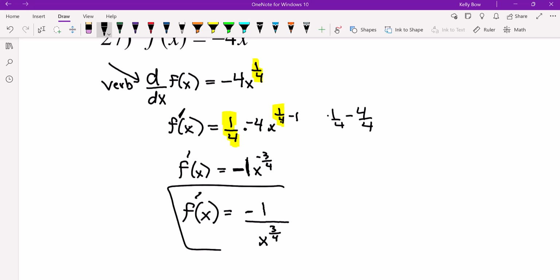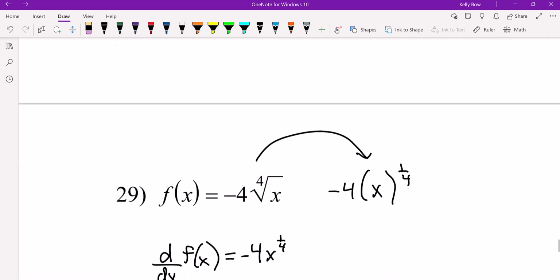So this right here is the derivative function. And then if we said find the slope of the tangent line where x is equal to 1, we just put a 1 in there. Well, 1 to any exponent is 1, so negative 1 divided by 1. So where x is equal to 1, the slope of that tangent line is going to be negative 1. Question didn't ask for that, so I'll erase it.